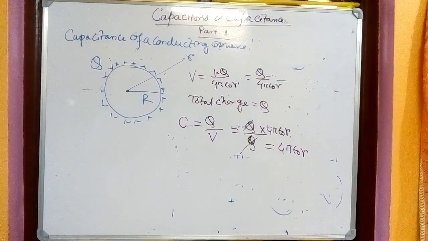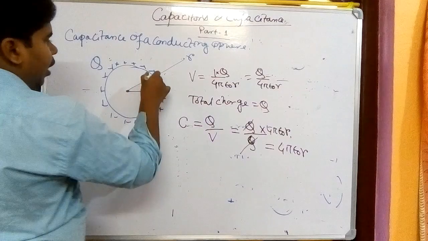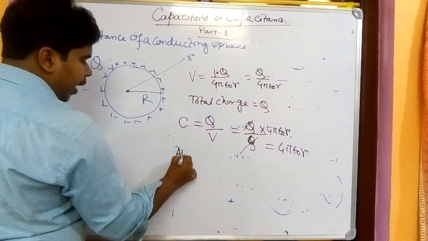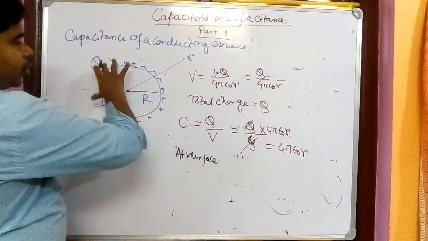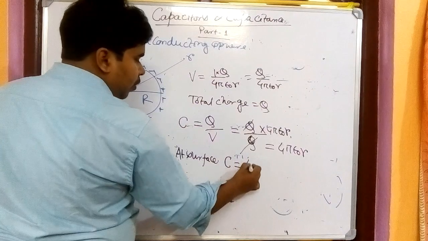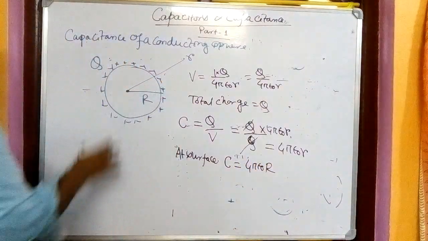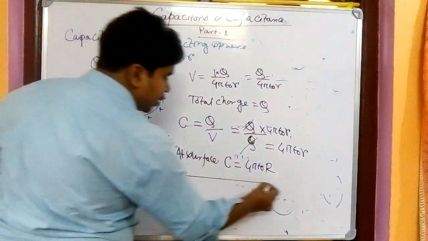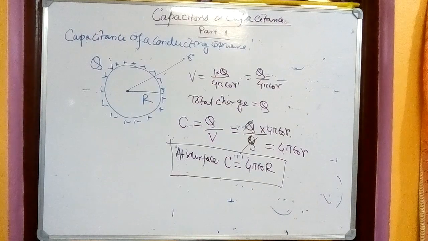So if you increase r, it should increase. Now if I want to ask what will be the potential at the surface, so at the surface, as the charge has been stored on the surface, capacitance C equals 4 pi epsilon naught capital R, because capital R is the radius. So this is your capacitance.